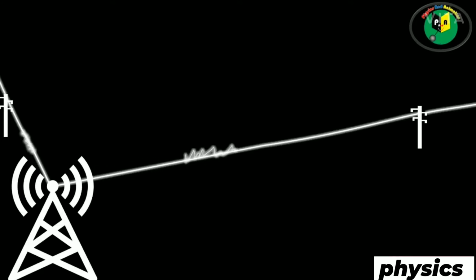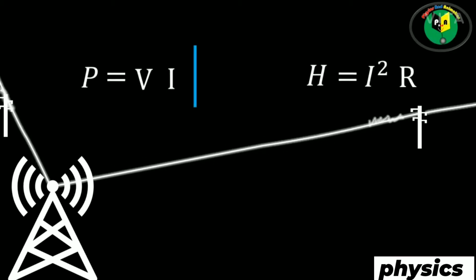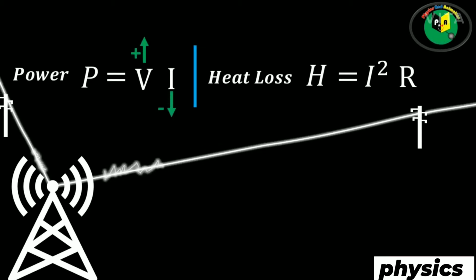But why do we need transformers? The large-scale transmission and distribution of electrical energy over long distances is done with the use of transformers. Here we have two very basic equations of power and heat loss. In the equation of power, it is evident that if voltage increases, then current will decrease. And if the current decreases, heat loss will also decrease.